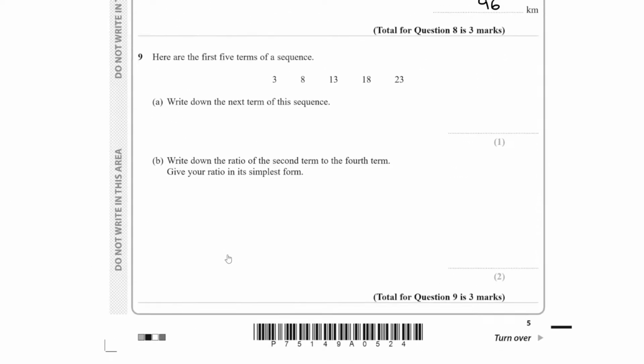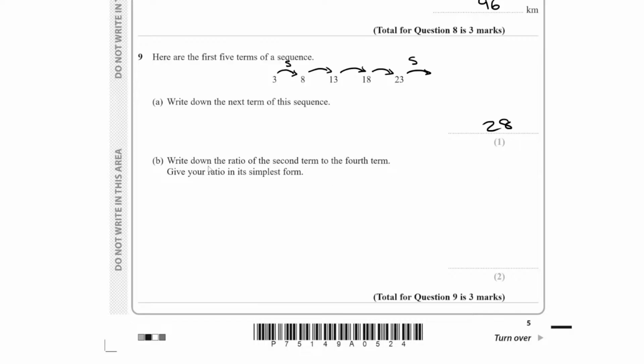Question 9. Here are the first 5 terms of a sequence. 3, 8, 13, 18, 23. Write down the next term in this sequence. So you can kind of see, if we have a look at the sequence, that there is an equal distance every time, like a difference, isn't it? We've been adding 5 every time, 5, 5, 5, and so on. So what I need to do is just take 23, the last term that they've given me, and add another 5. So it should be 28.